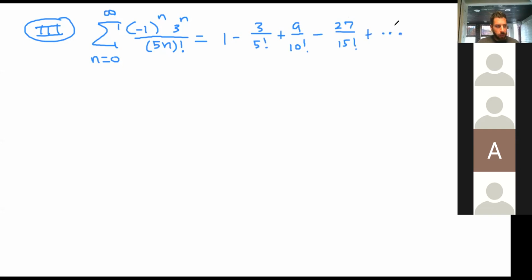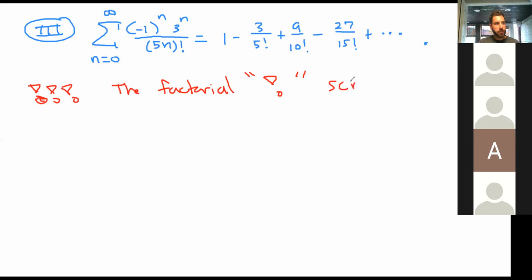So does this guy converge or diverge? Well, here's what I'm going to do. So there's two things. Let's write it in a different color. So here's what I'm telling you to say. The factorial, which is this thing, screams ratio test.